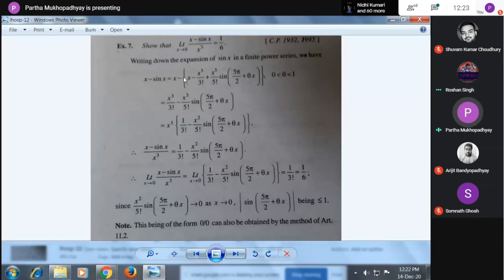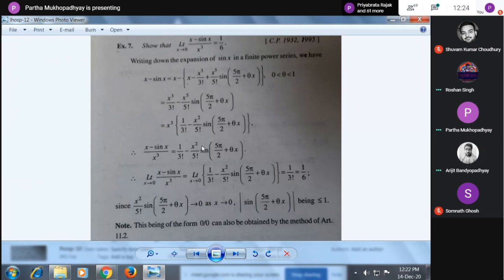And I say this is cancelled. So I'm left with x cube by 3 minus this thing. And there is, again, I'm taking x cube common. So I'm taking 1 by factor of the 3, and there are other terms involving power of x square and higher parts. And there is another x cube in the denominator, we cancel these two things. This x cube and the x cube is cancelled. So actually, we are left with this 1 by factor of 3 minus this order of this x square factor of 3.